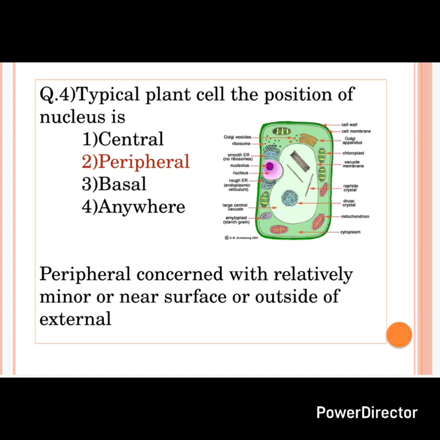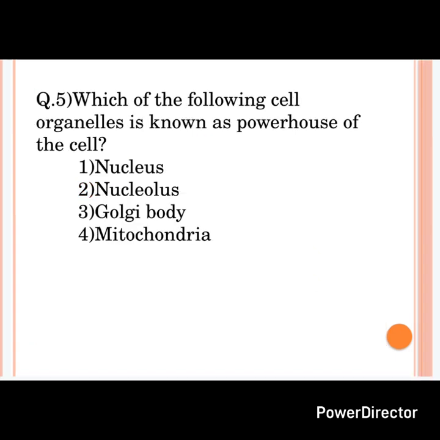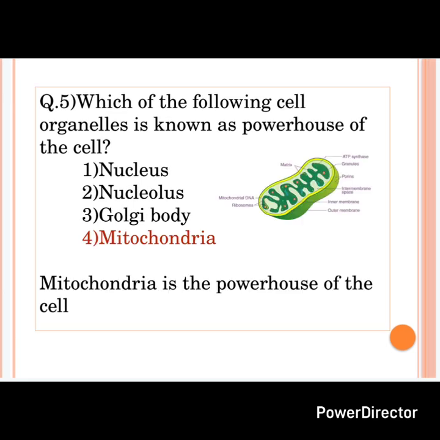Okay, now let's move on to the next question. Fifth question. Which of the following cell organelles is known as the powerhouse of the cell? The options are: first option, nucleus; second, nucleolus; third option, Golgi body; fourth option, mitochondria. And for this the answer is mitochondria. Yes, mitochondria is the powerhouse of the cell. You can see the picture of mitochondria here. Now let's move on to the next question.